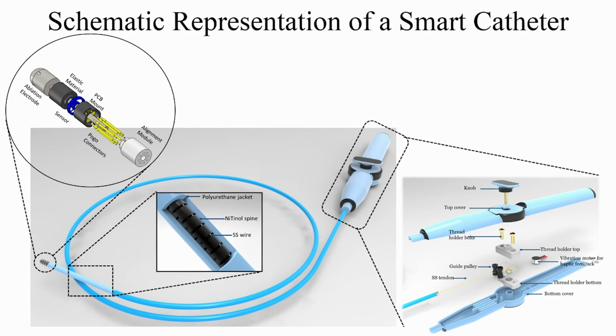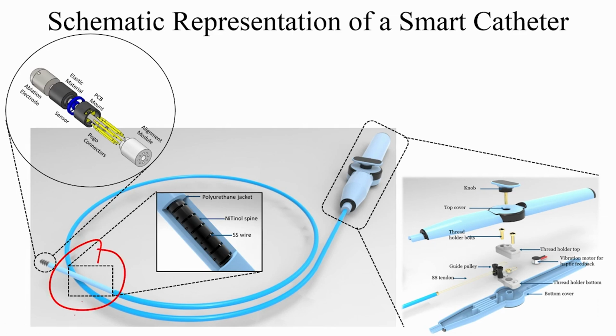There is a bottom cover, and then there is a thread holder bottom. In between we have also used the nitinol spine. Nitinol is a smart material, extensively used in the new catheters, and then the jacket consists of polyurethane, and this is the jacket we are talking about here.